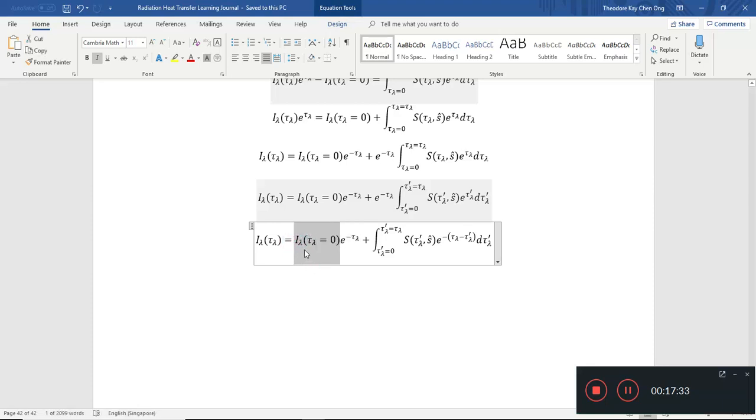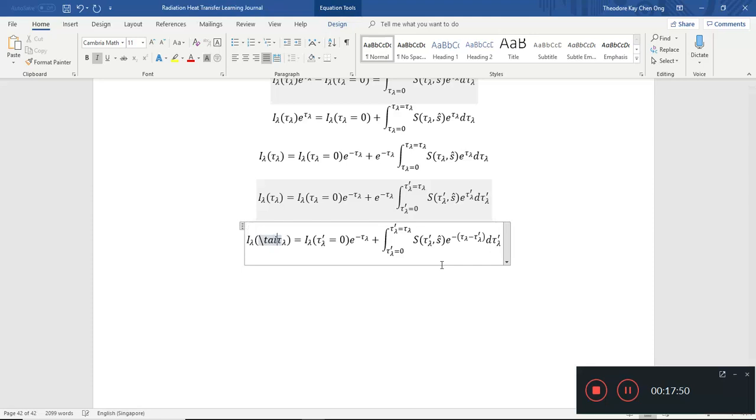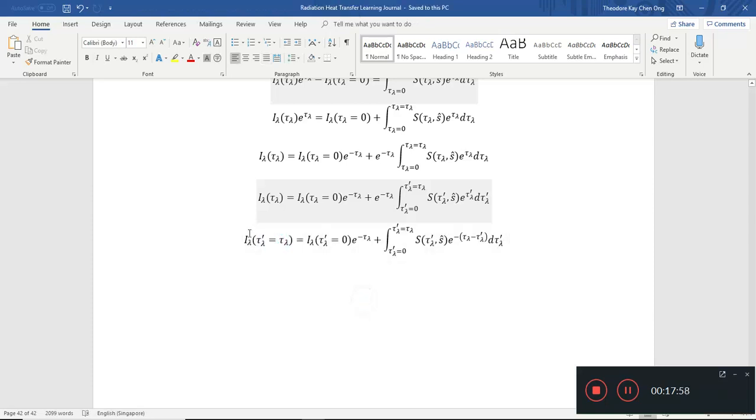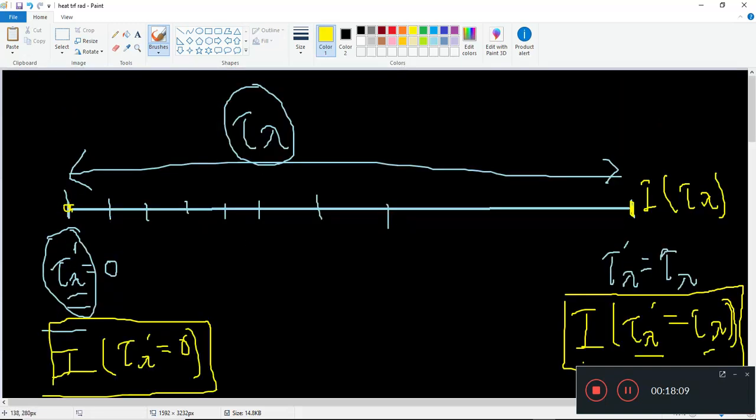It refers to the initial intensity at tau lambda prime. I'm just going to not mix up here, so in order to make consistent use of the same nomenclature, I'm going to put it as such. So we first look at this intensity. Of course, we start from the intensity here, and let's say we have some beginning intensity here.